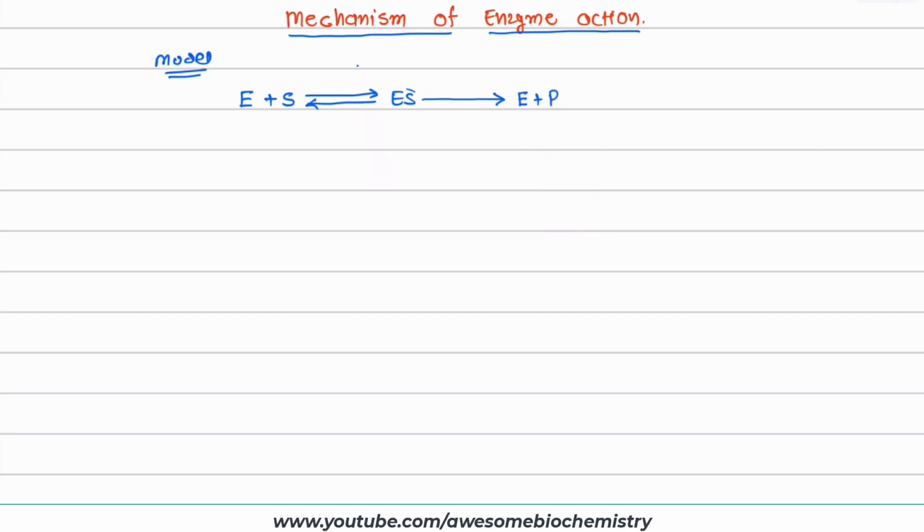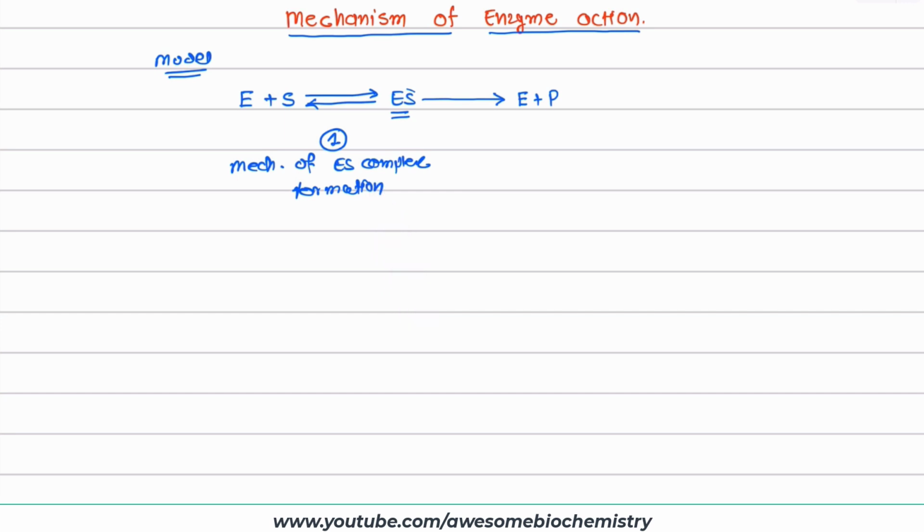Now if we want to understand this full mechanism of enzyme action, we can divide it into two parts. The first part is how the enzyme-substrate complex is formed. So the first thing that we need to learn is the mechanism of enzyme-substrate complex formation.